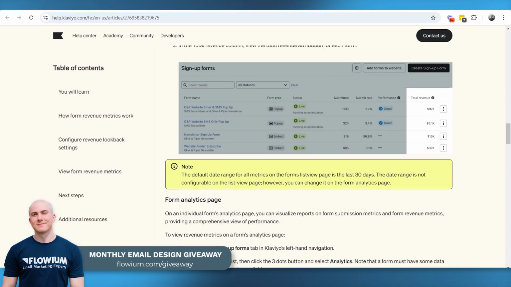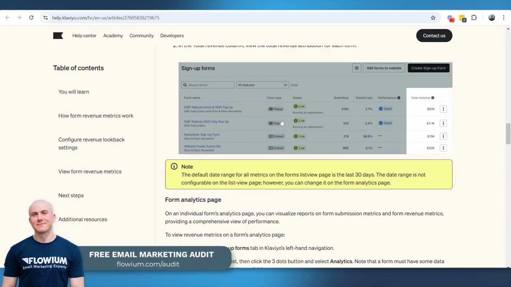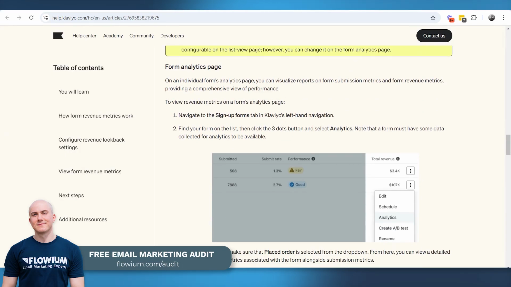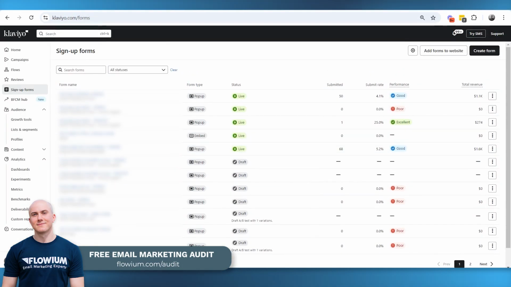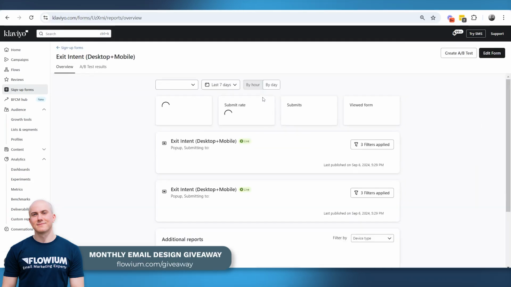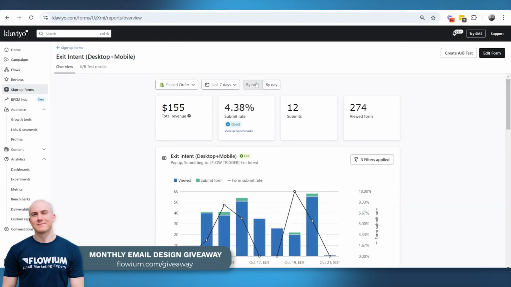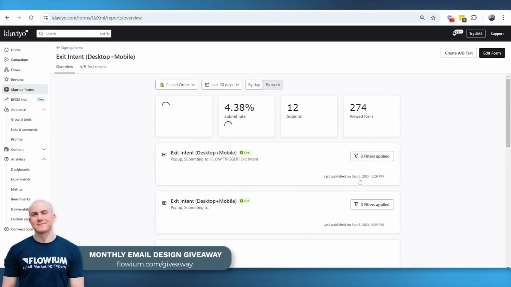Now we already talked about the revenue tab, so we have this here, but we also have an additional analytics page. To get to the analytics page and see more about the revenue, you can either click the form, or you can click the three dots and go to analytics, and this will show you the numbers for the form. So now you will see in the last 7 days how many forms were submitted. Let's put it to 30 days.